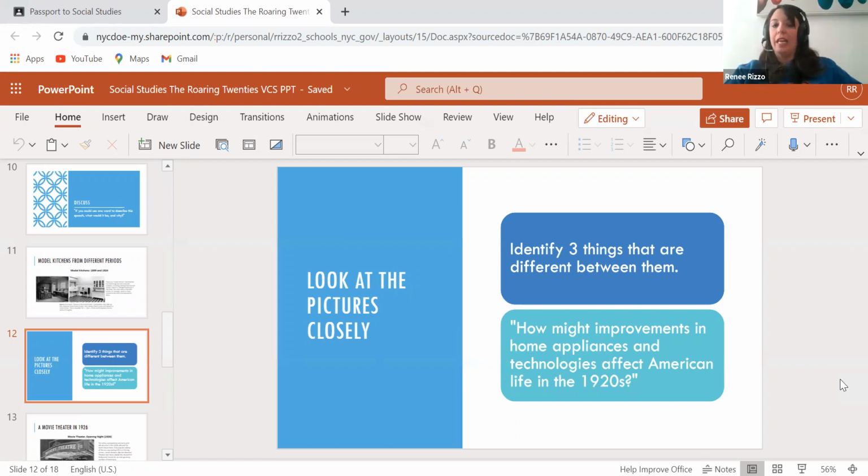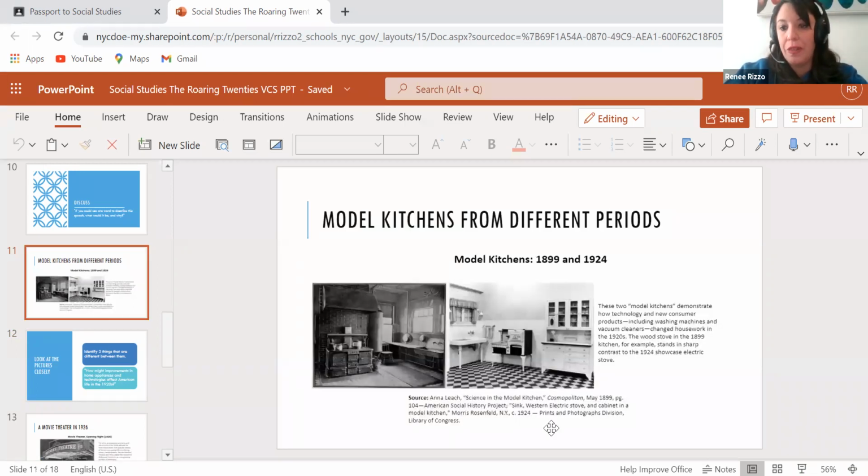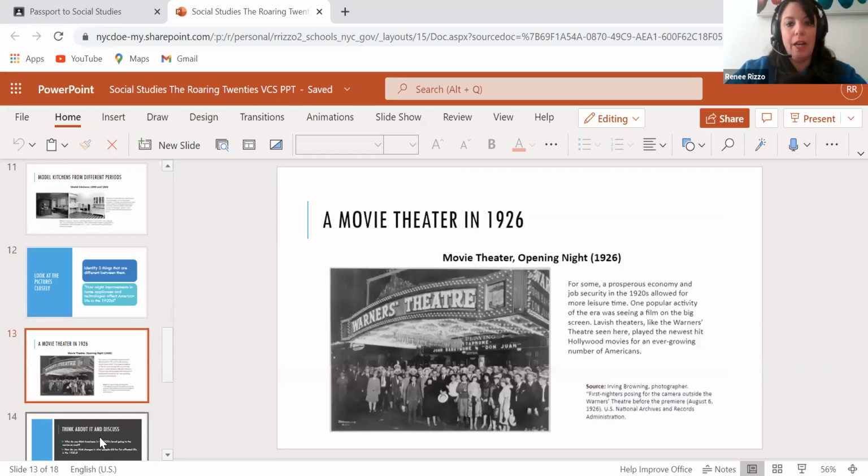This was a question from the original lesson that I thought was important to explore in your lesson as well. So I'm just going to quickly flip back to the kitchens to show you what they are, and then I will move on.